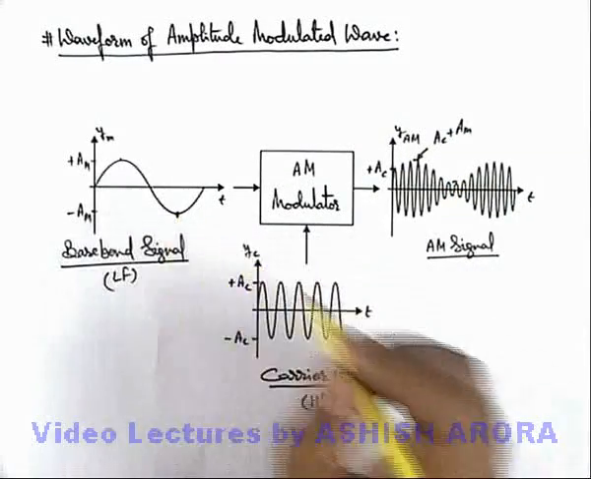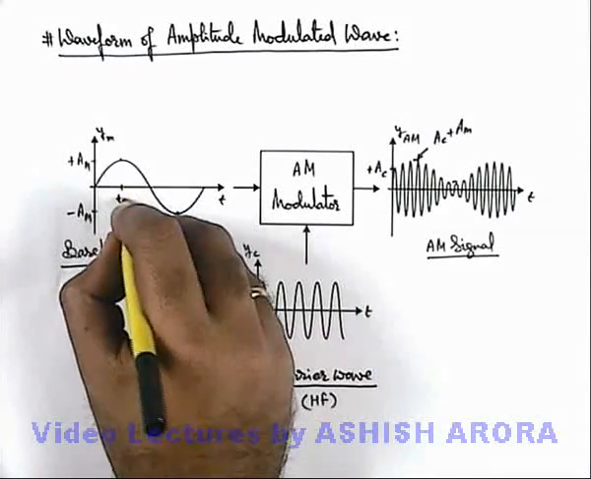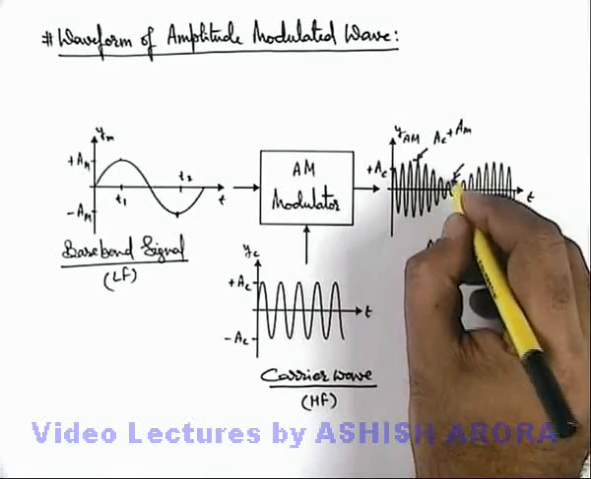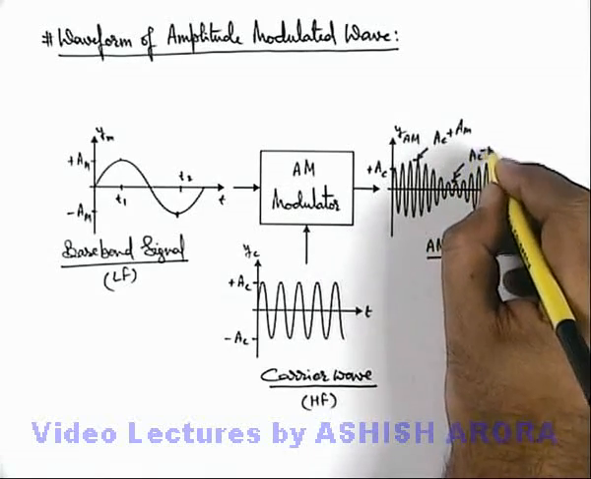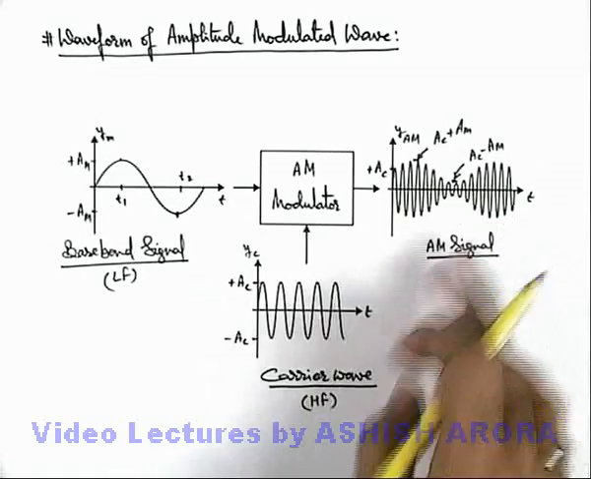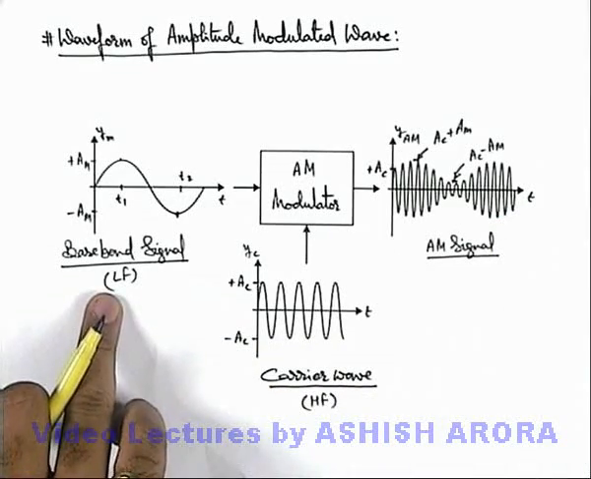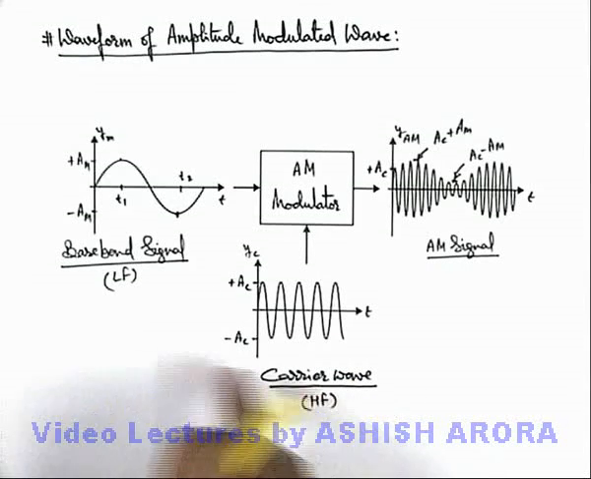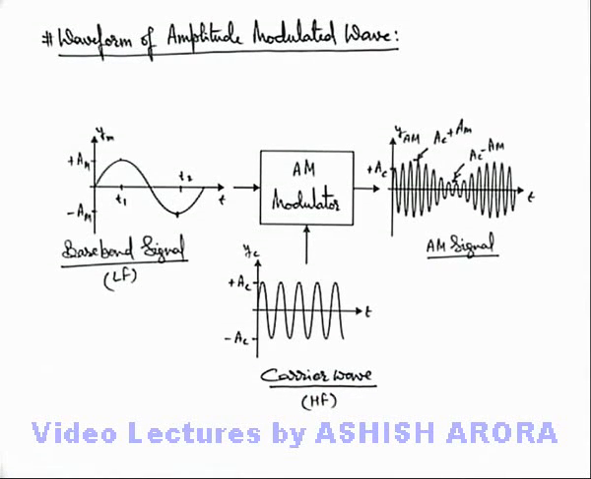And the point where this is becoming minimum, say if this is the time t1 and this is the time t2, here we can see at this time the amplitude of oscillation will be AC minus AM. So here the amplitude of the signal is varying according to the baseband signal. Let's discuss once again the waveforms in the enlarged format to understand the amplitude modulated signal.